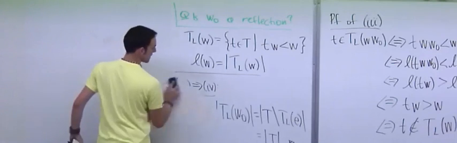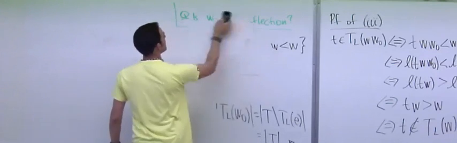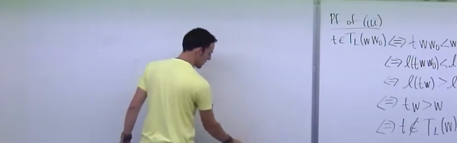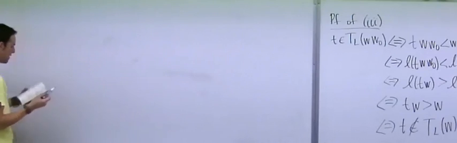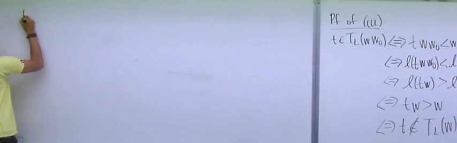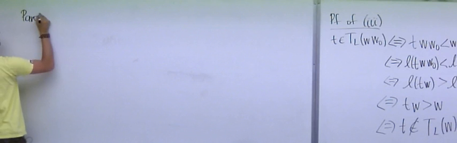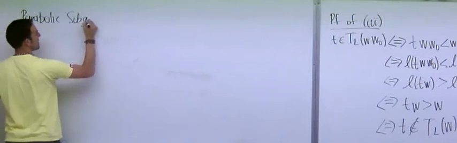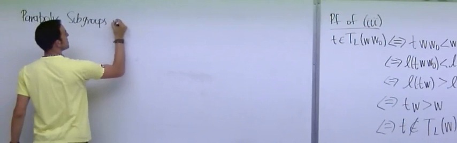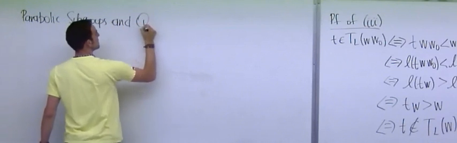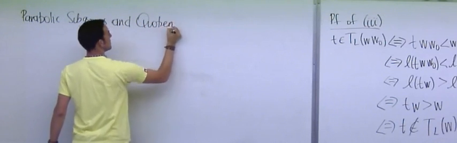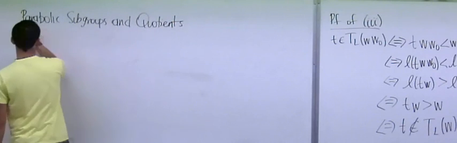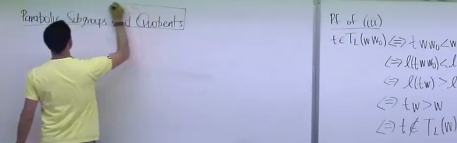Okay, so that's all that I wanted to say about the longest element of a Coxeter group. And now we're going to switch to a completely new topic. And this is the topic of parabolic subgroups. It's a big word, but you'll see that it's not a difficult concept. So this is our next topic.